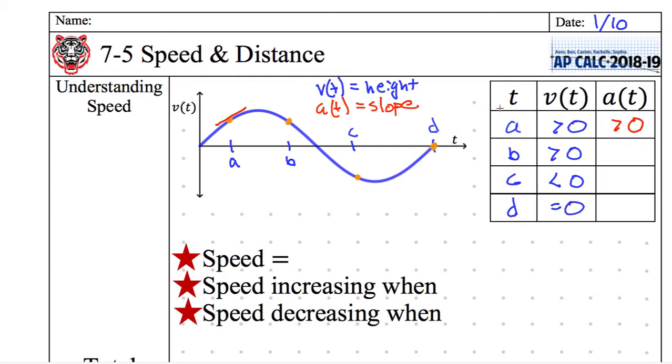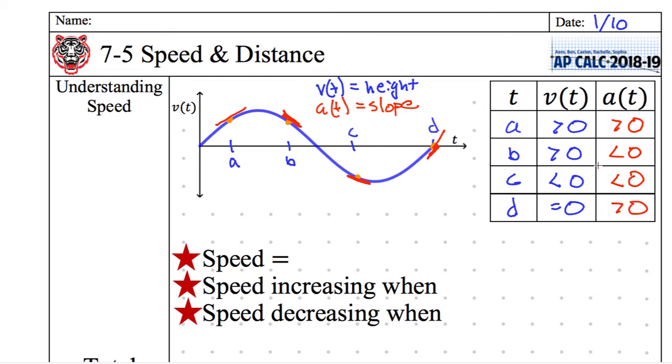Okay, let's go back through and find the accelerations. So the slope here is negative, so it's less than 0, less than 0. The slope here also happens to be negative, it's less than 0. And the slope here, I mean, technically this is an endpoint, but pretend that the graph continues on. The slope here would have been greater than 0.